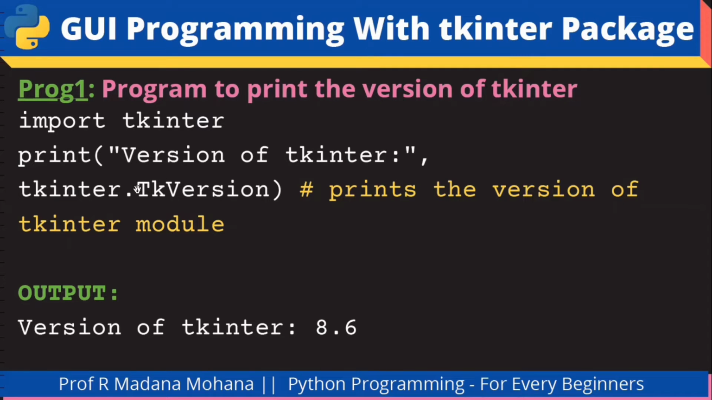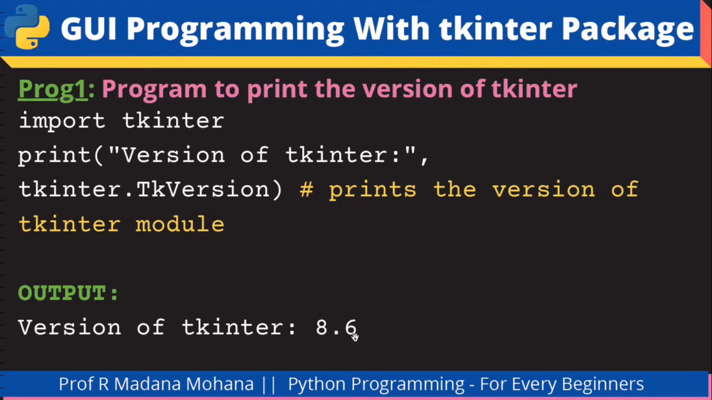Then you can call the object with the package tkinter dot. The command for displaying the tkinter version is TkVersion. Here T is capital and V is capital in version, remaining all lowercase letters. So this statement prints the version of the tkinter module. Whenever you run this program, you will get the output as shown below. Here it is showing the version of tkinter is 8.6.